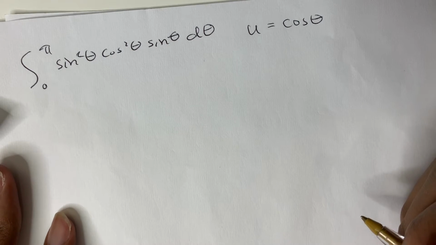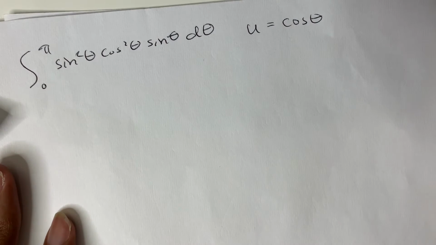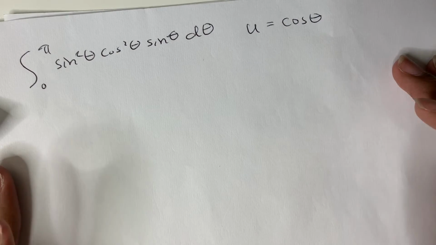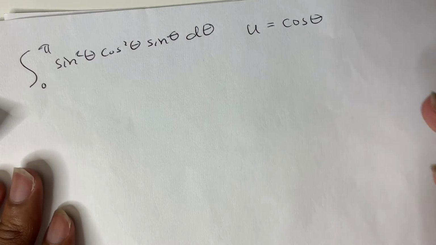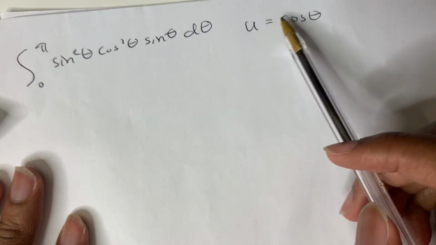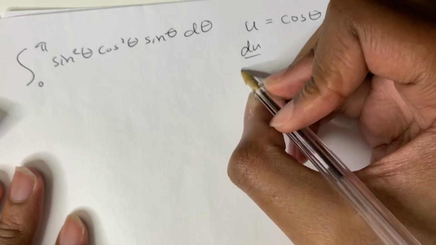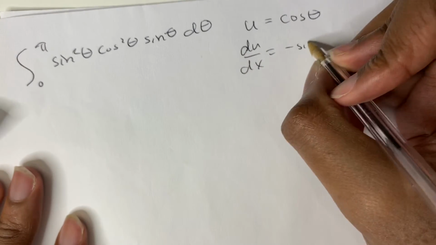I guess if you're watching a video on quantum mechanics, you should know u substitution. If you don't, I recommend watching any video on it. It's a pretty straightforward concept. We substitute u for cosine of theta. This means that du over dx is going to be minus sine of theta.